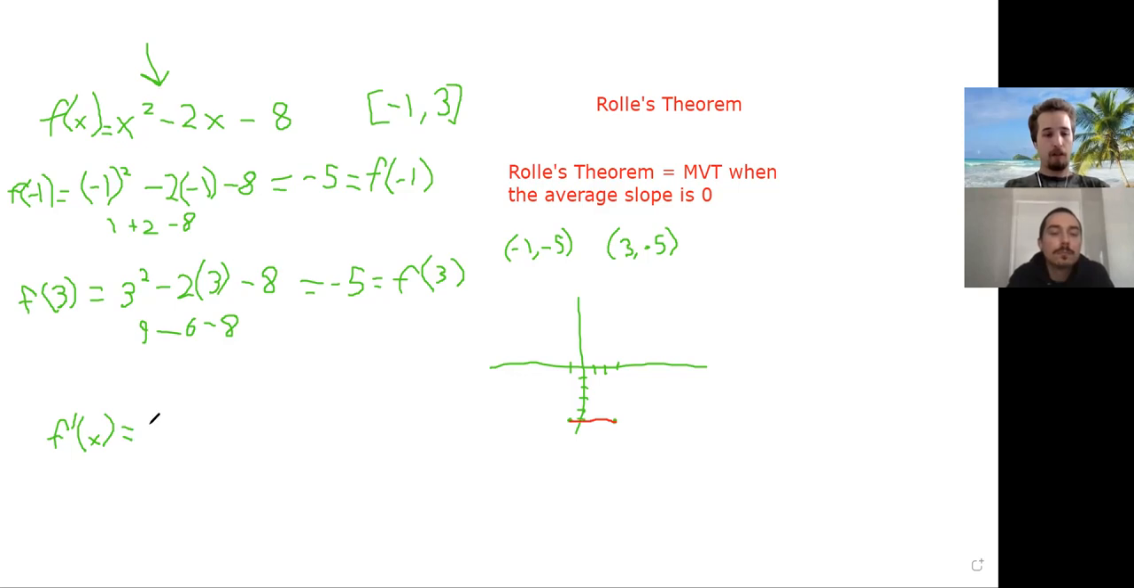Okay, so when you take the derivative, x squared is 2x. Derivative of -2x is just -2. And derivative of -8 is 0. So this is our derivative. And because we want to find out where the slope is 0, we have to set f prime of x equal to 0. So 2x minus 2 is equal to 0. We get 2x equals 2, and then x equals 1.